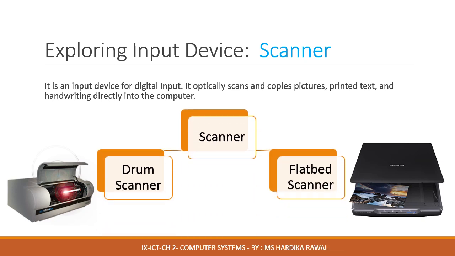Next input device is the scanner. A scanner is an input device for digital image input. It optically scans and copies pictures, printed text or handwritings directly into the computer. For this, the scanner first photographs the items to be copied and converts it into a digital image. The first image scanner was a drum scanner. It was built in 1957 at the US National Bureau of Standards by Russell Kirsch.